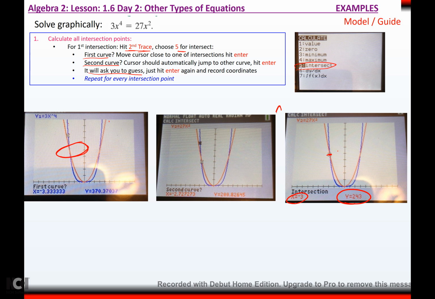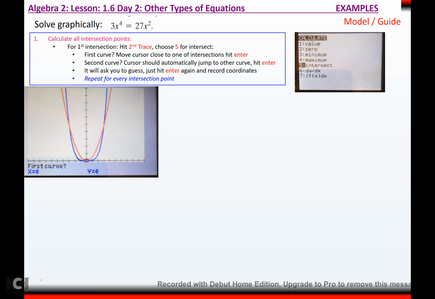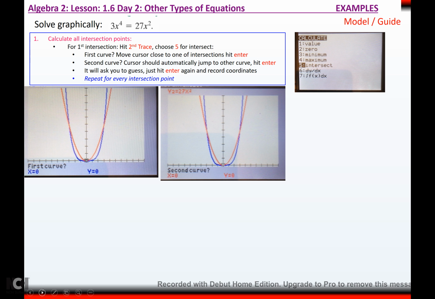All right, so now we have to repeat this process for this one and this one. So again, I start all over. You actually have to hit second trace again. Go to 5 for intersection. All right, and then first curve. Make sure you're on the blue. Hold on just a second.